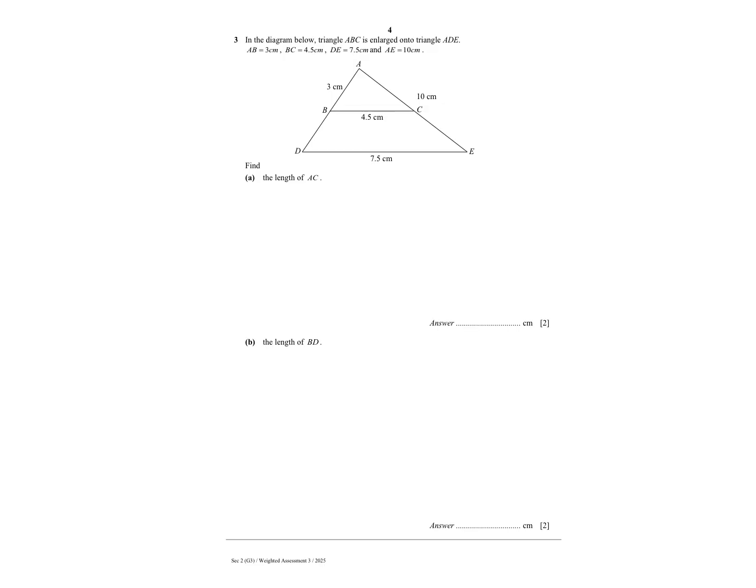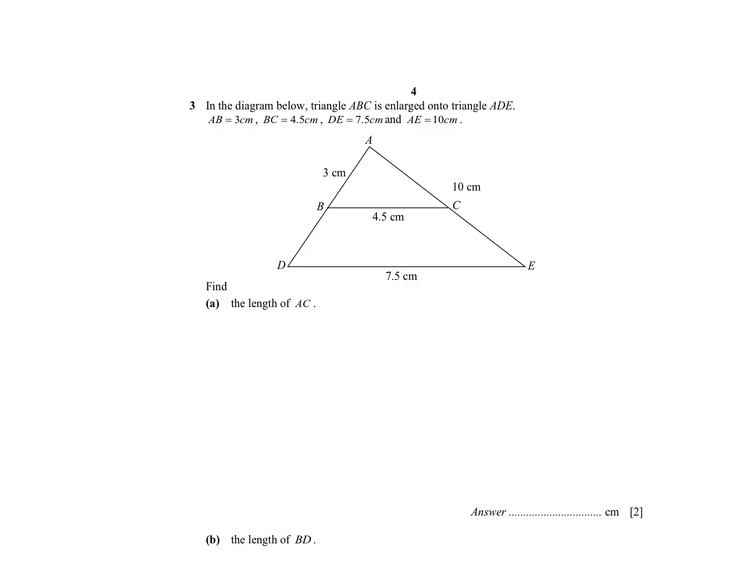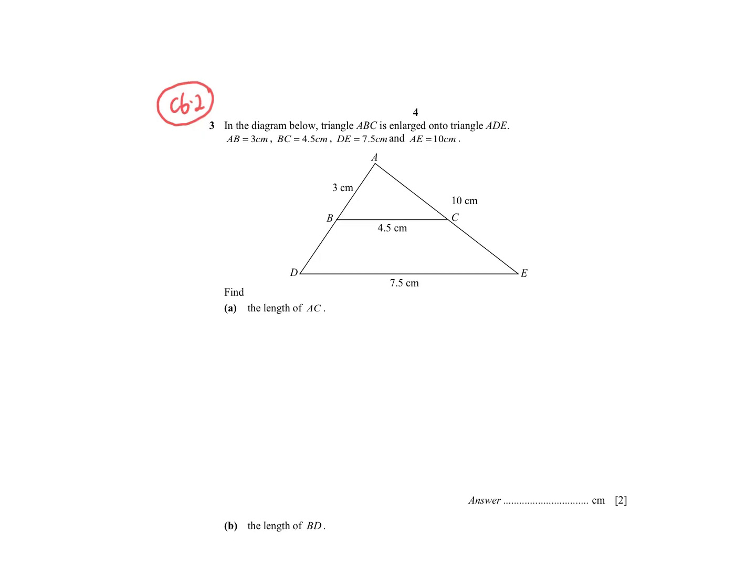Okay, 3. Similar triangles, 6.2. I want to find... Okay, first it says that my small triangle ABC is enlarged to my big triangle ADE. So you look at these two triangles, the small one and the big one. And then it asks, can you find the length of AC? So I need to compare this side with this side.